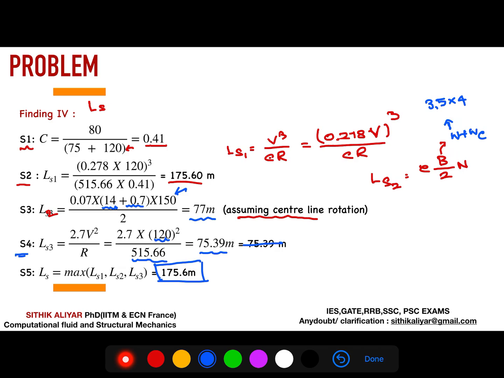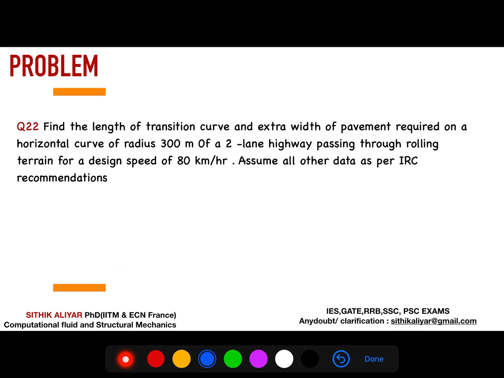We also solved problems related to extra widening, ruling radius, and also the transition curve. Okay, so the next question, exactly the same procedure will be adopted as in the previous questions. I have no other option, because I have the problem. If you want to find the length of the transition curve, obviously you have to do all the things. Okay, so find the length of the transition curve and extra width of the pavement. They are asking this separately.